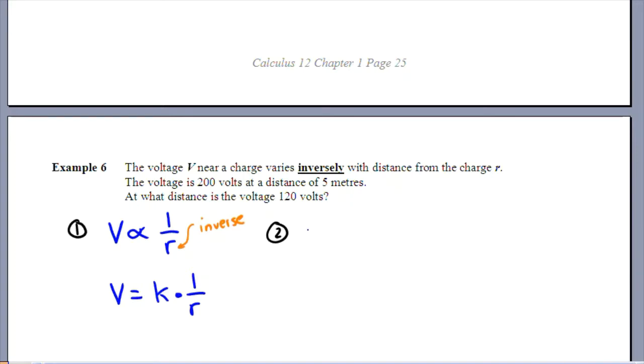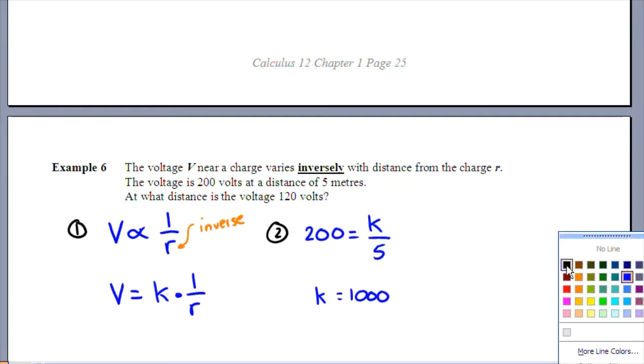They've said the voltage hits 200 when you're 5 meters away. Now, times 1 over r is the same thing as on top of r, right? So maybe I'll put the 5 down there. Whether you write that as k on top of 5 or k times 1 over 5 doesn't make any difference. Constant of proportionality ends up being 1,000.